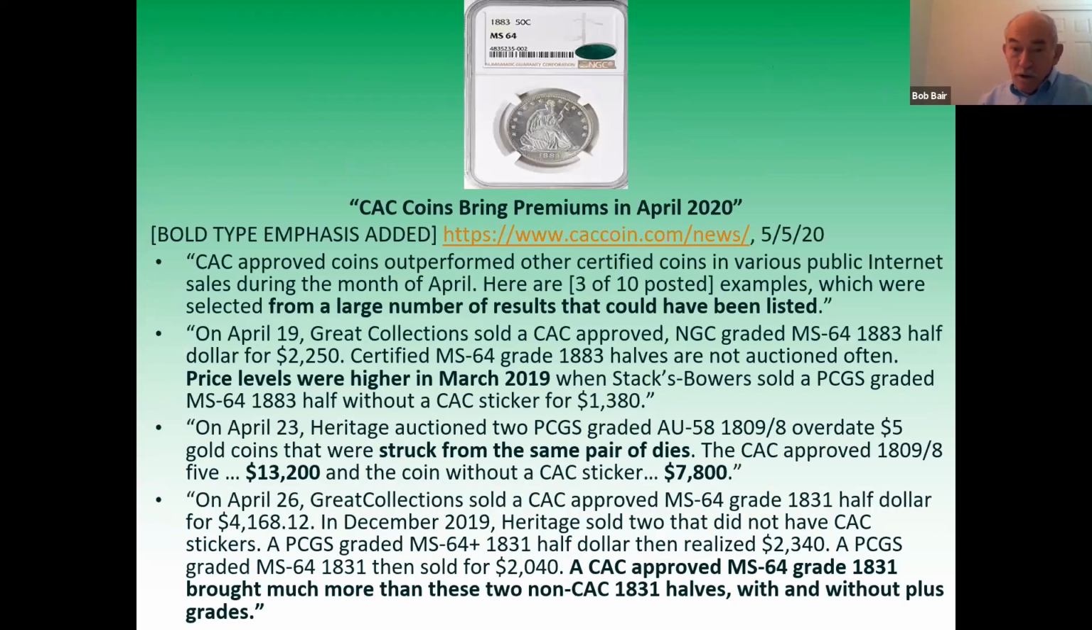Okay, now we're up to April of 2020, also from the CAC website. Let's see, which one should we look at here? In every case, prices are higher. Oh, how about the last one again? 1831 half dollar, a CAC MS64, $4,168.12. Heritage sold 2 that did not have CAC in December of 2019, $2,340 and $2,040. A CAC approved MS64 brought much more than these 2 non-CAC 1831 halves, with and without plus grades. So it's the same old story.